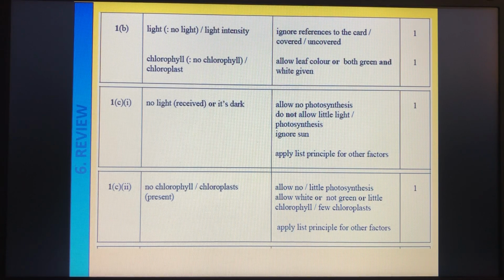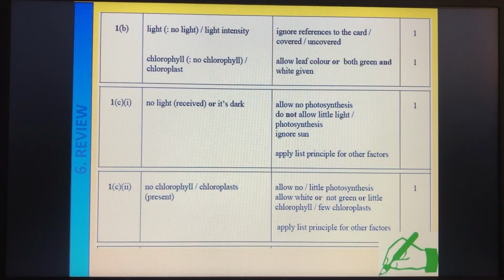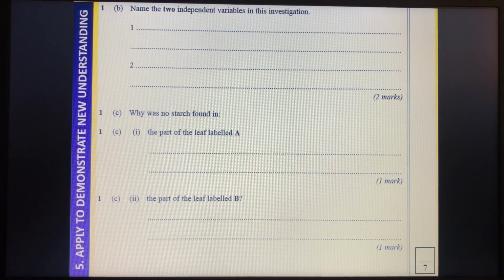Okay, so green pen time. So the first question was, what were the two independent variables? We had light intensity, because we had the reference to the fact that it was covered or uncovered, so we can't just say part of it was covered. Part of it had no light and part of it had light, and part of it where it was variegated leaf, part of it had chlorophyll and part of it had no chlorophyll, or you could say chloroplasts and no chloroplasts.